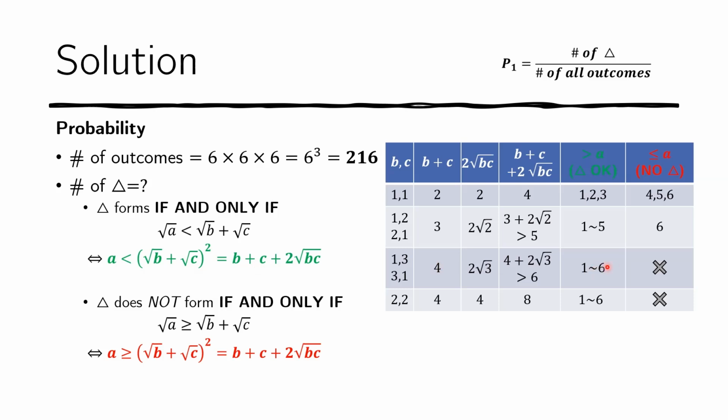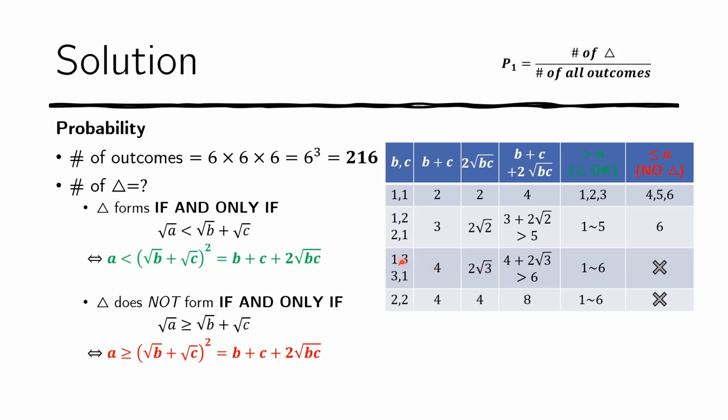So 1 to 6 would work. And so none of these values wouldn't work. All of them would work. So there's no point checking the next worst case, which is 1-4, because we now know that everything works for 1-3.